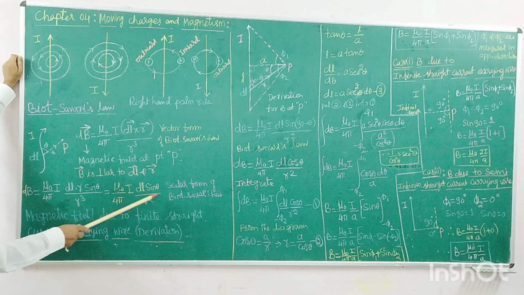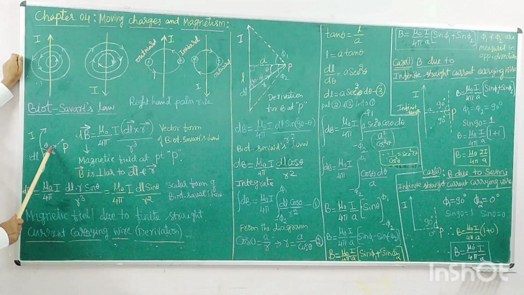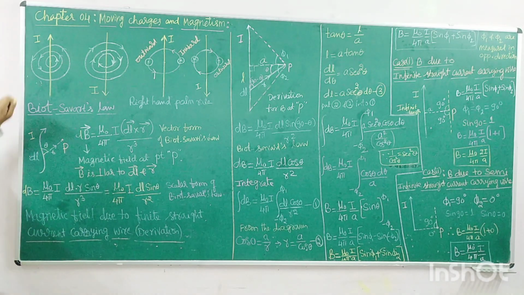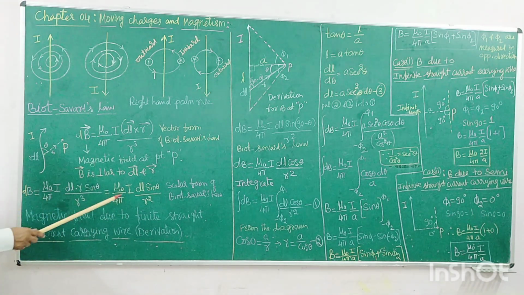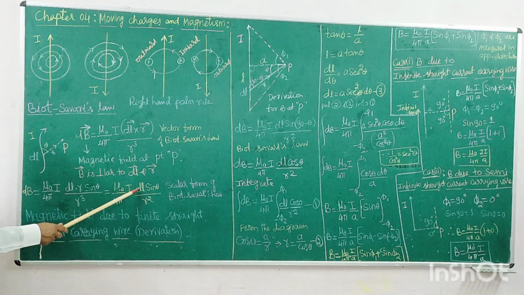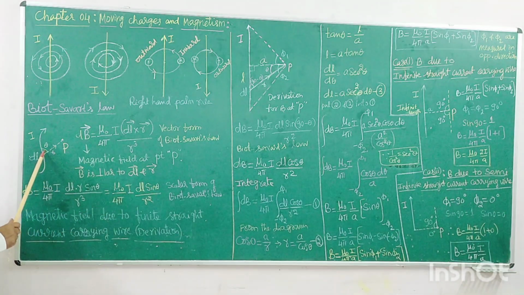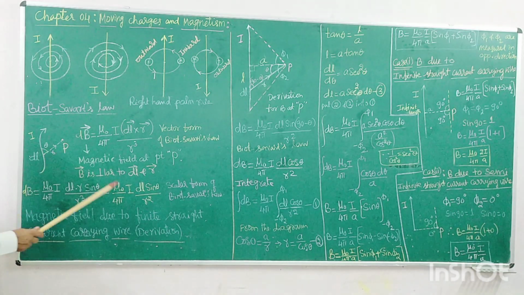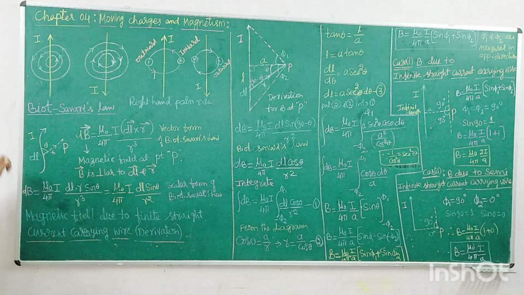Sin theta. What is theta? The angle between this vector and this vector, this line and this line. Here, in scalar form, dB depends on the strength of the current, the dl element taken, and the angle theta. Angle theta varies from 0 to 90 degrees. If the line is closer to this, it becomes 0. If the line is perpendicular to this, it becomes 90.